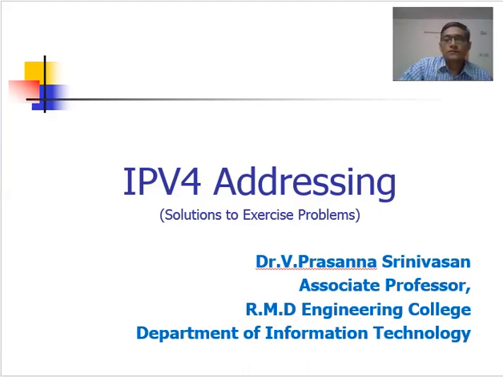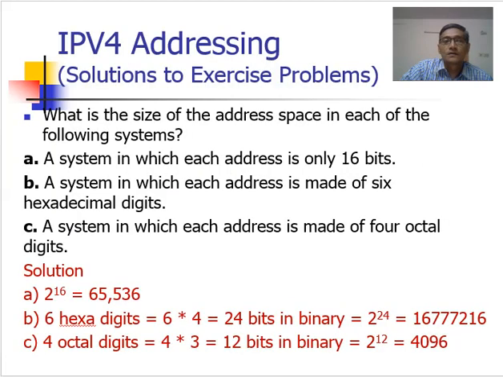Today we will learn about some of the solutions to exercise problems related to the IP version 4 addressing topic. First question: what is the size of the address space in each of the following systems? So they have given three subdivisions. First subdivision, a system in which each address is only 16 bits.